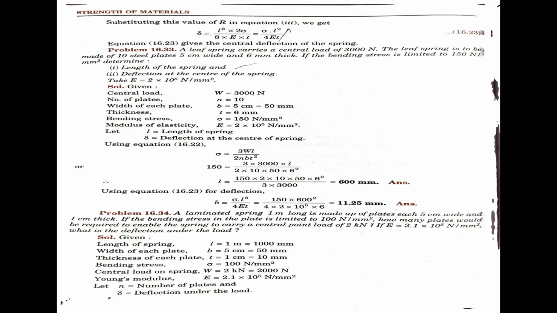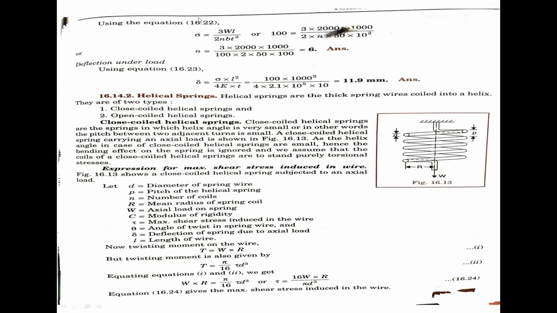Okay, now which equation are we using? Using the same equation 16.22, bending stress sigma equal to 3WL by 2nbt square. We have to substitute in this equation. Sigma value 100, 3 into W 2000, and L equal to 1000, 2 into 50 into 10 square. t square means 10 square. Now the unknown value is small n and you have to calculate. Now n equal to 3 into 2000 into 1000 divided by 100 into 2 into 50 into 100. Finally, n value is 6.